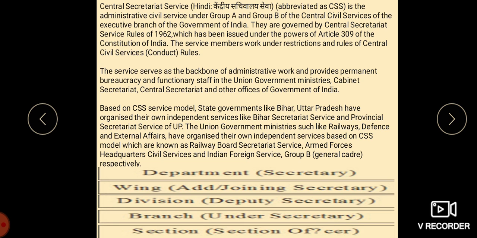You can see how the divisions are made. Department, secretary; wing, additional or joint secretary; division, deputy secretary; under the branch, under secretary; section officer. Now let us move on in detail, children.